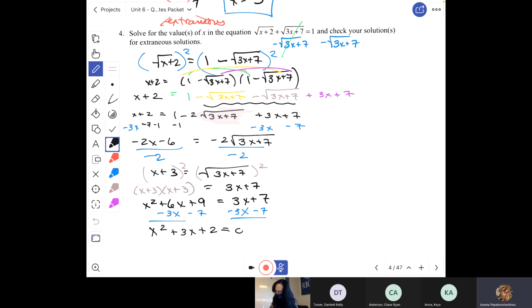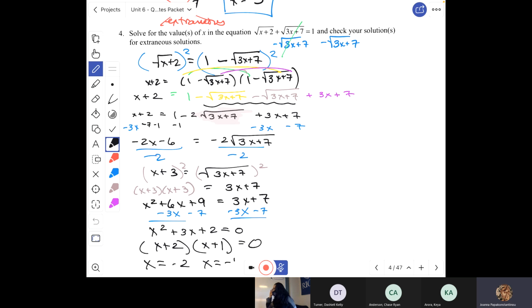Beautiful. And you can factor that. That's a nice little quadratic trinomial you can factor. What are my two factors? So that means I have x equal -2 and x equal -1 as my potential solutions.